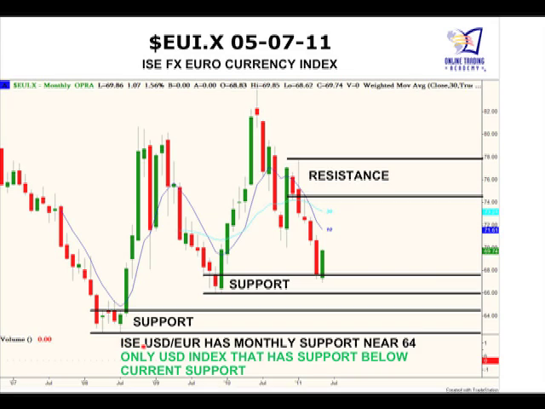And if you hear everybody tell you how the market has to go lower, I just wanted to point out that the ISE euro, the dollar versus the euro, still has a support area on the monthly chart at around 64. So if it does go lower, if it does take the first support area out between 68 and 66, I'm still going to be looking to go long near 64 with a stop below 62.